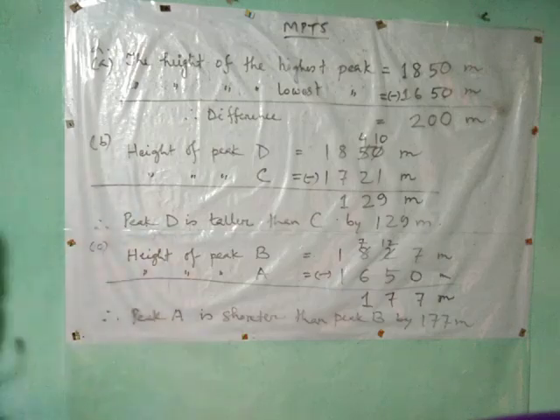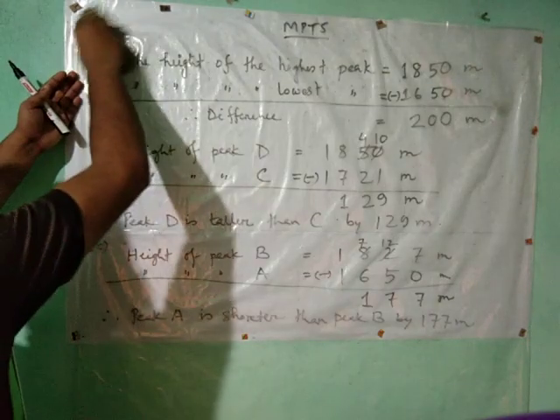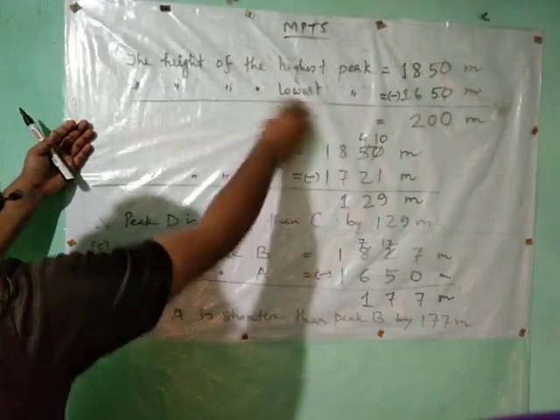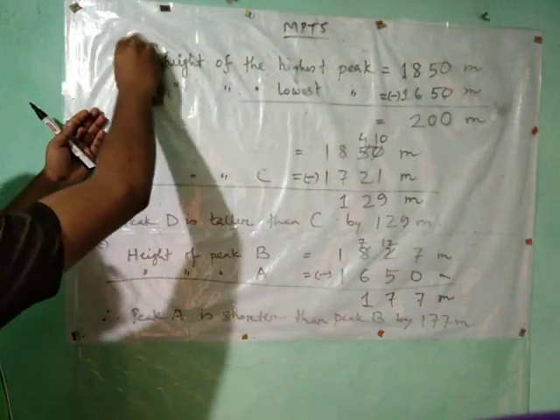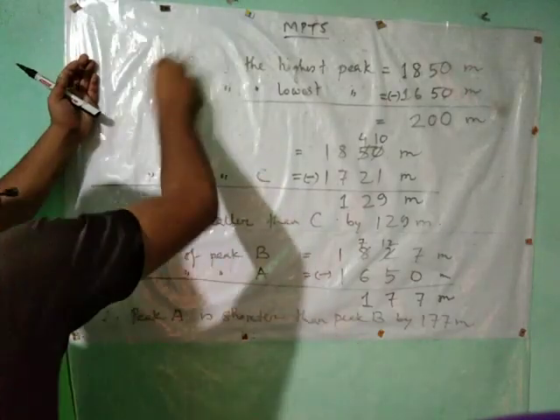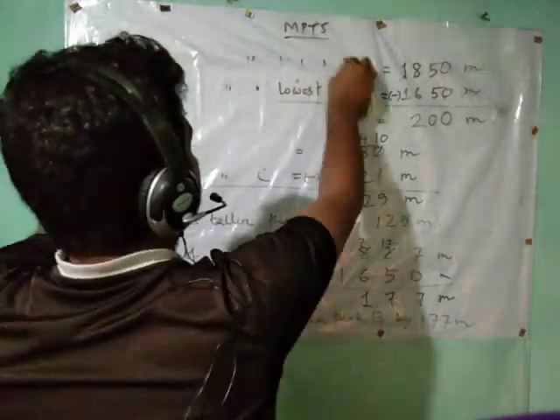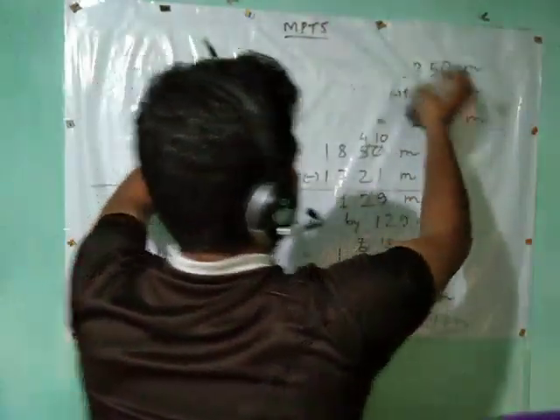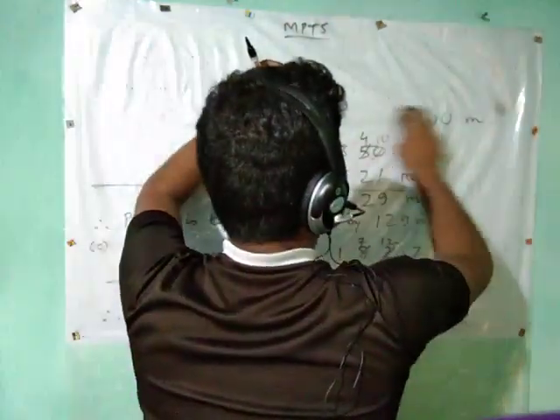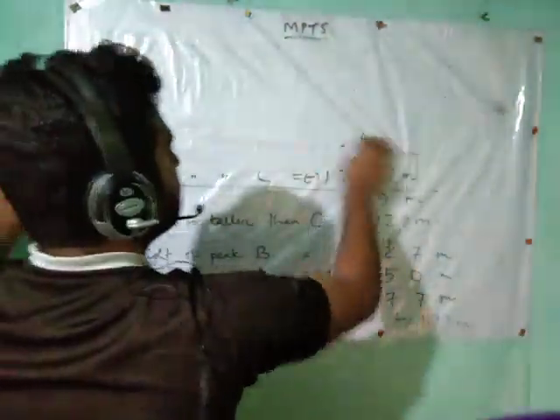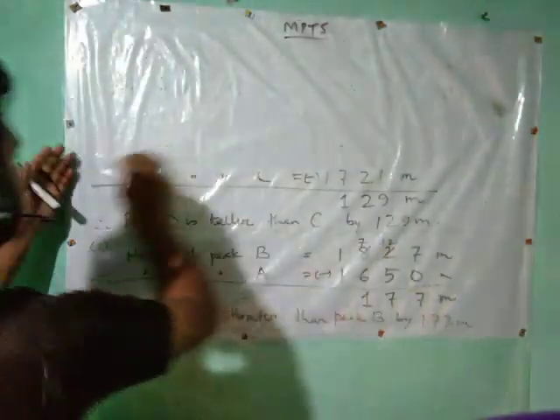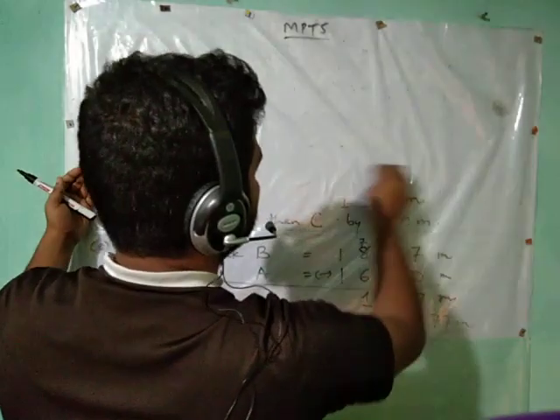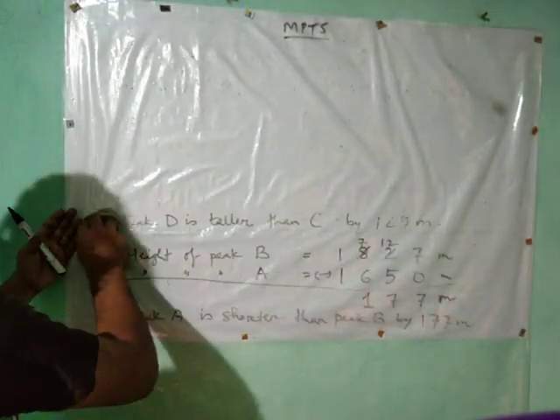So you just copy this question. I am just rubbing this board so that I can solve another question. Okay, now up to question number 2 we have solved. So I think there is no problem for you to understand up to here. Now we will move to the next question, question number 3.